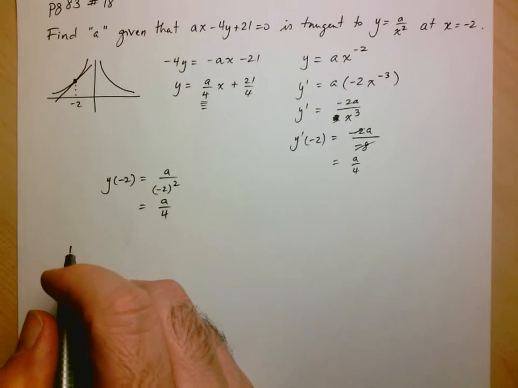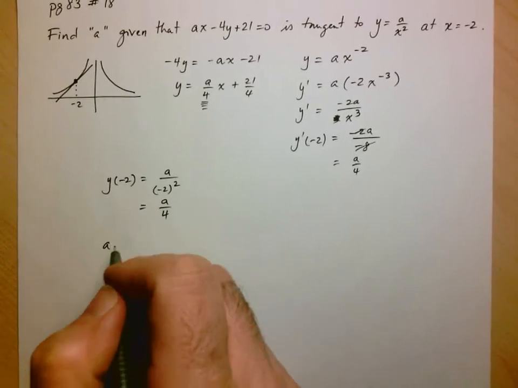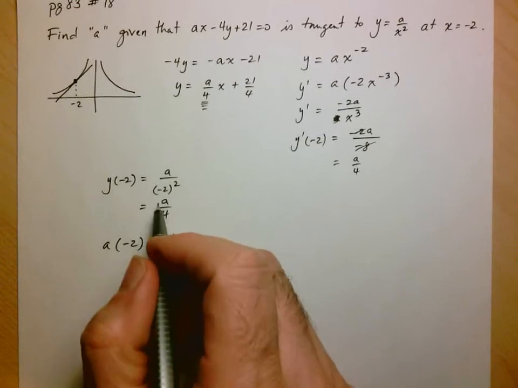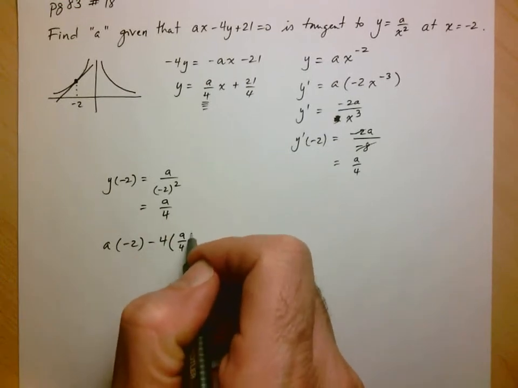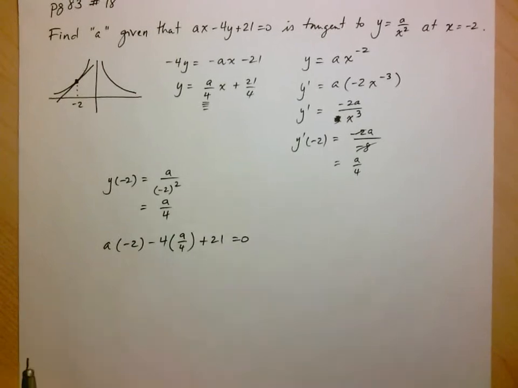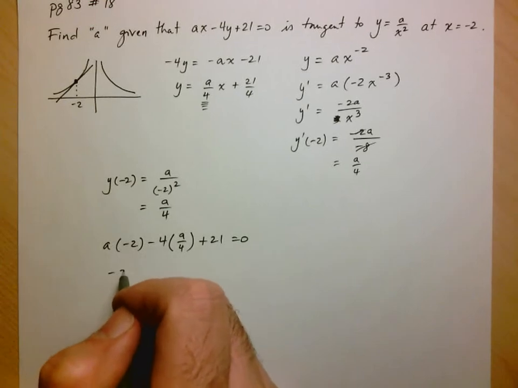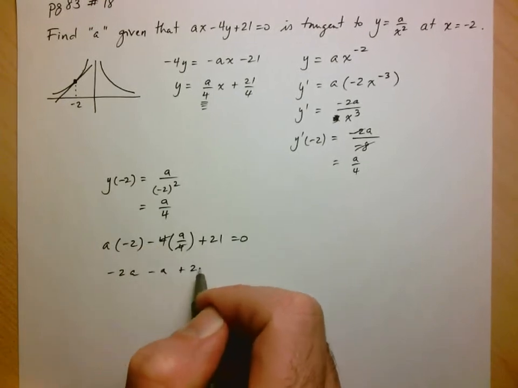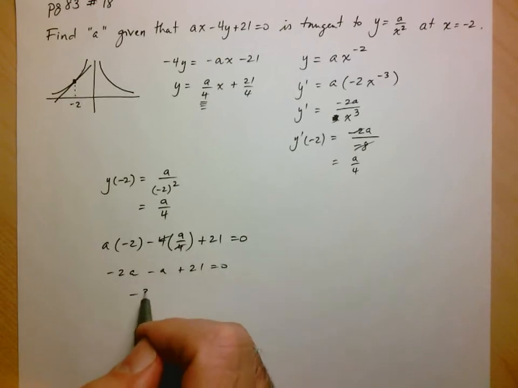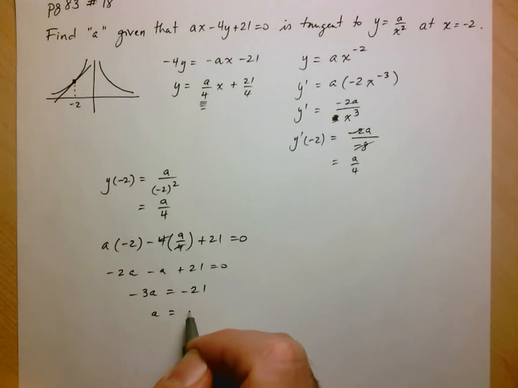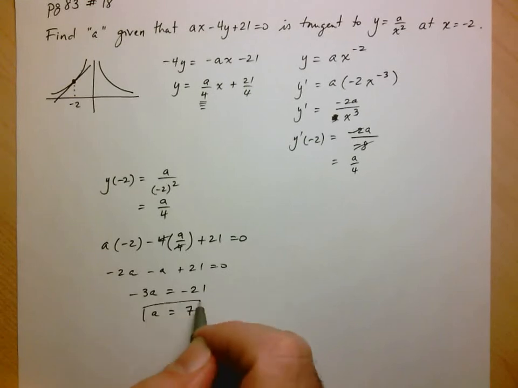So what we have here is a times x, which we know is negative 2, minus 4 times y, which we just determined was a over 4, plus 21 equals 0. And look what we have: a single unknown, and it's in fact the one we're looking for. So this is negative 2a, the 4's cancel out, minus a plus 21. So we've got negative 3a equals negative 21, bringing the 21 to the other side. And so a is just equal to 7.